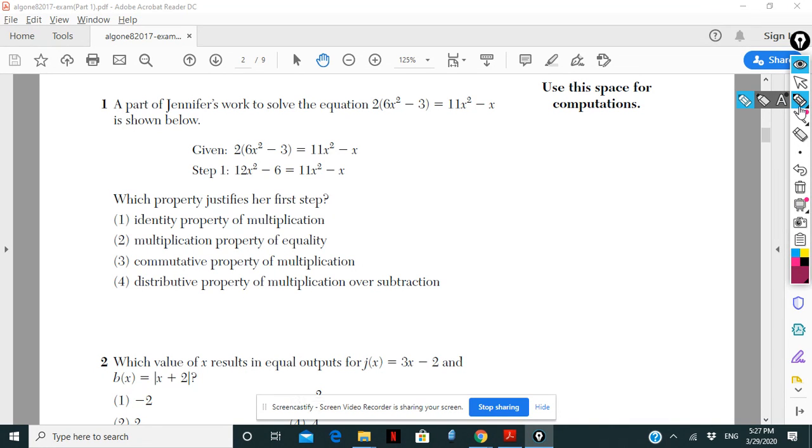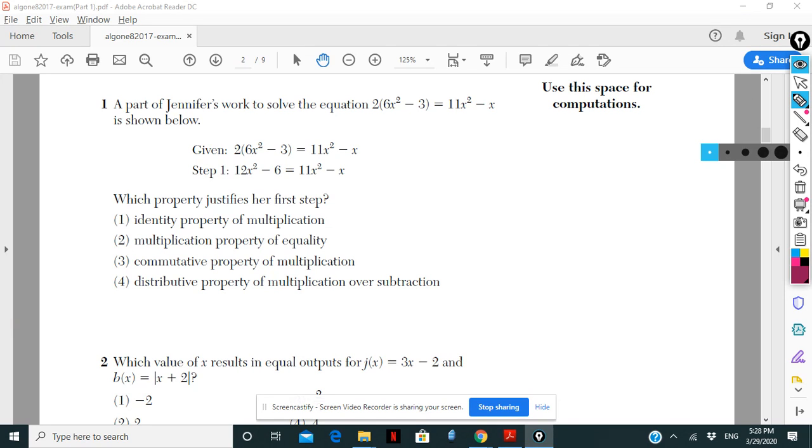The first part is talking about a part of Jennifer's work to solve the equation 2(6x² − 3) = 11x² − x, as shown below. The first step being done is that he multiplied 2 times 6x², giving me 12x², and 2 times negative 3, giving me negative 6. He wanted to know the name for this property.